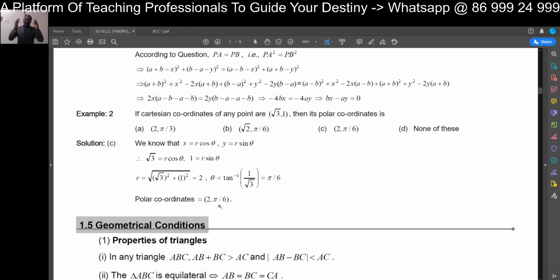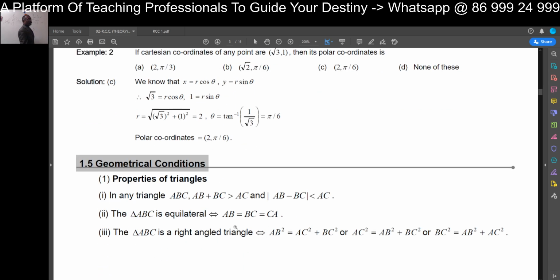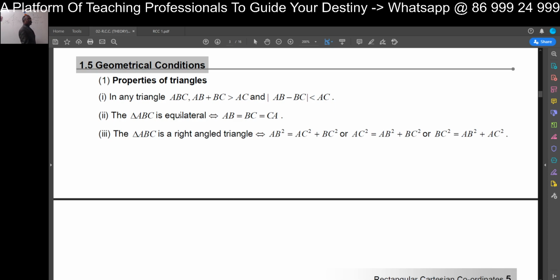You will get the same in the complex numbers also. In the complex numbers, we call it as polar form. Polar form of the complex number. Polar form or modulus amplitude form in the complex numbers. So you will get the same there. Now properties of triangle, just now I discussed. If in any triangle ABC, AB plus BC is greater than AC, in any triangle, the triangular inequality. The triangular inequality is this.